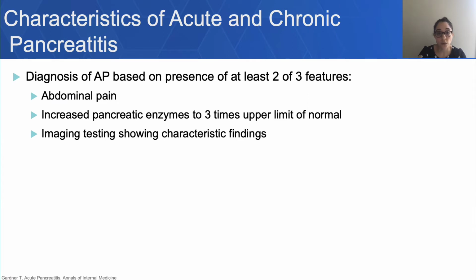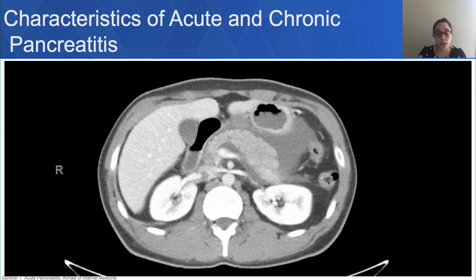The diagnosis of acute pancreatitis is based on the presence of at least two of three features, including abdominal pain, increased pancreatic enzymes to 3 times the upper limit of normal, and imaging testing showing characteristic findings. Here we can see a few of those findings, including pancreatic edema and peripancreatic fluid.